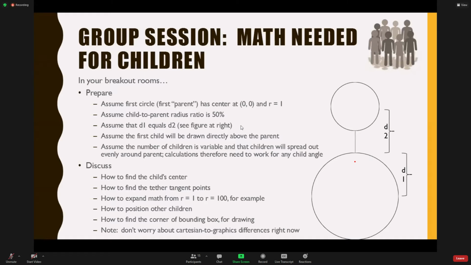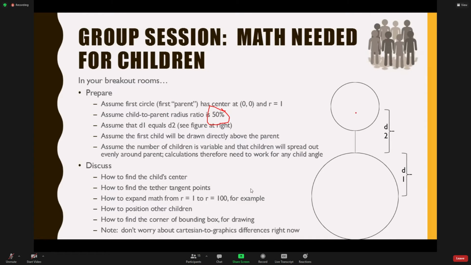So if you have one child, it's here. If you have two children, they're here and here. If you have three, it's here, here, and here, right? So you're always going to have equidistant children, but the first child is always going to be directly above you. Also, for this moment, we can assume a radius ratio of 50%. In other words, if the parent has a radius of 1, then the child is going to have a radius of 0.5. More likely, this one's going to be, let's say, 100. This one's going to have a radius of 50.